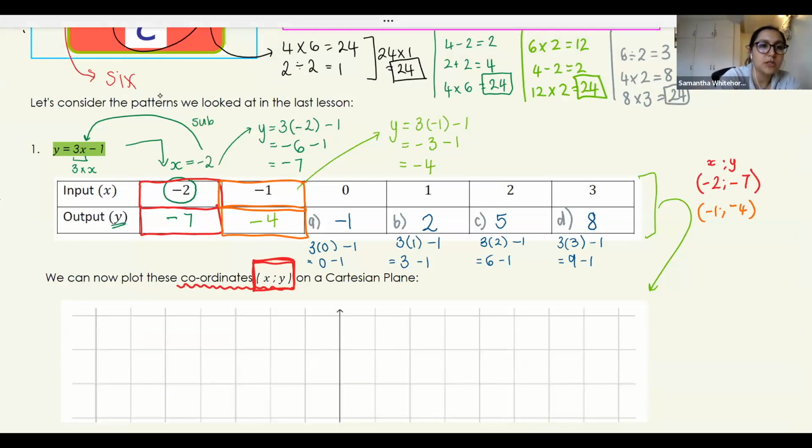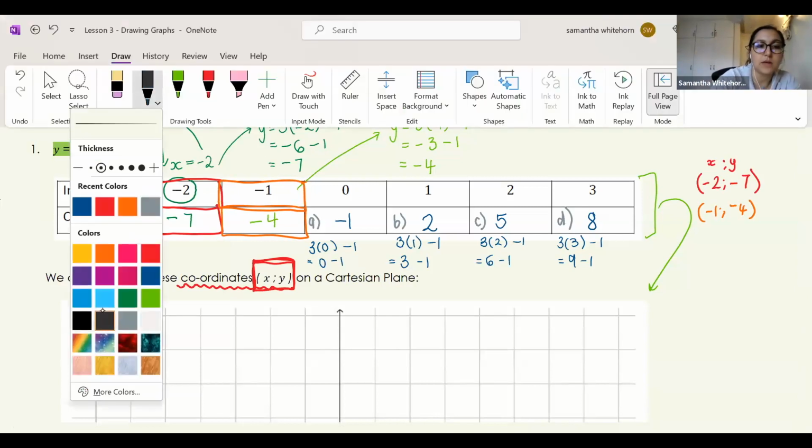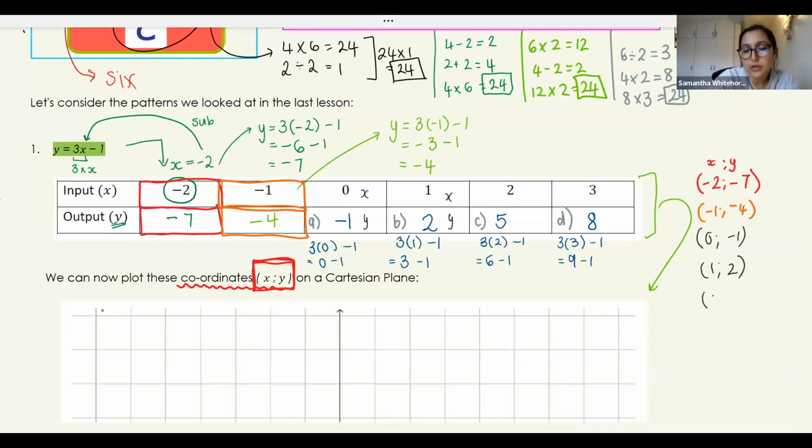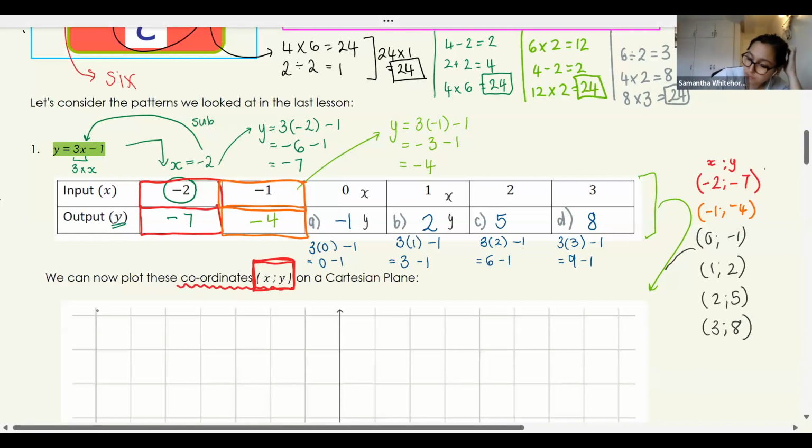So I'm just going to write down all of the coordinates that we're going to want to plot. This is directly from my table. So X, Y, X, Y. Those are my pairs. So I've got 0, -1, 1, 2, 2, 5, and 3, 8. These are the coordinates that I'm going to want to plot on my Cartesian plane, or use to draw my graph.